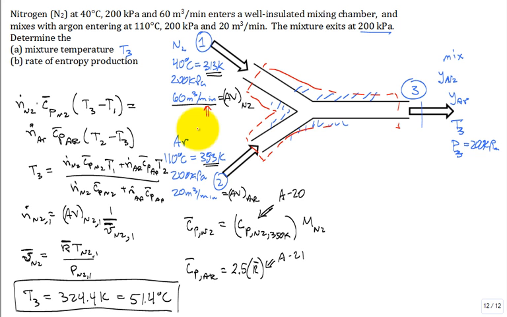What about for part B? What is this next calculation? What do we want to solve for? The rate of entropy production. Well, I don't think there's any entropy production. All you're doing is mixing. Is there going to be any entropy production? Why?